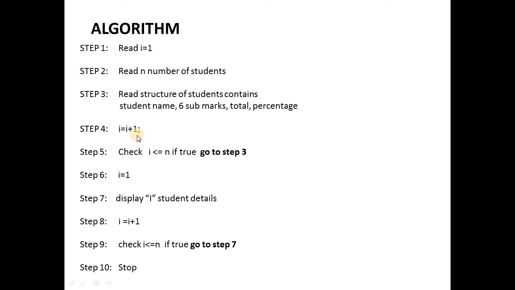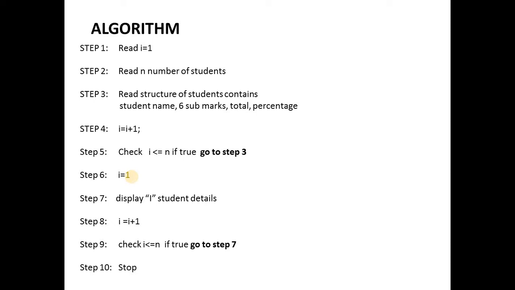Then you will increment your i value because you want the second student, and you will check whether it is equal to the number of students or not. If it is less than or equal to the number of students, then you go back to step 3, because in step 3 you read the second student's details. In this way you will read 10 students' details until step 5. Then you go to step 6, where again you set i to 1. So you have read 10 students' details.